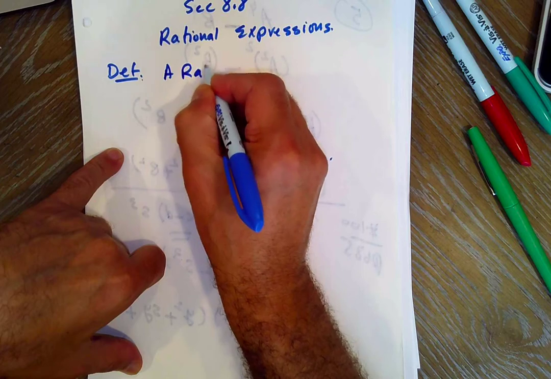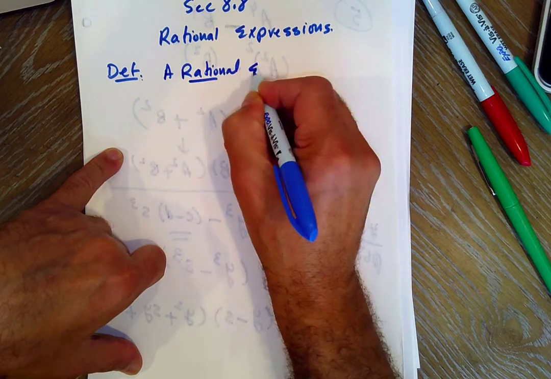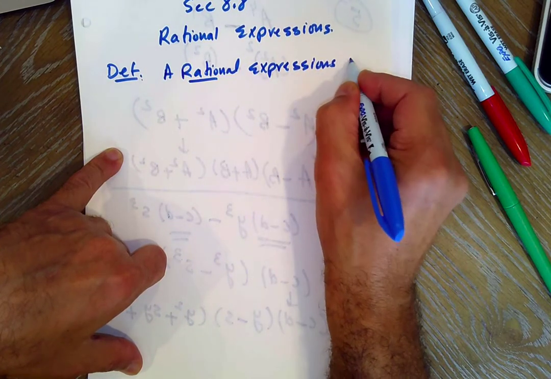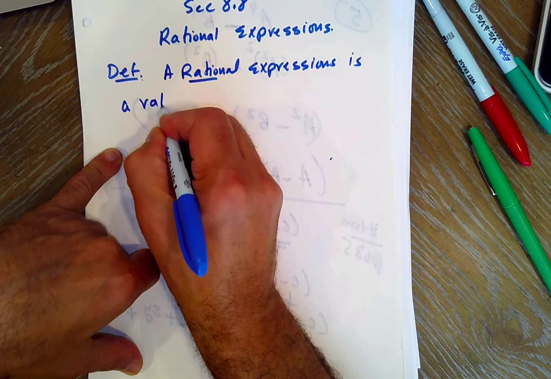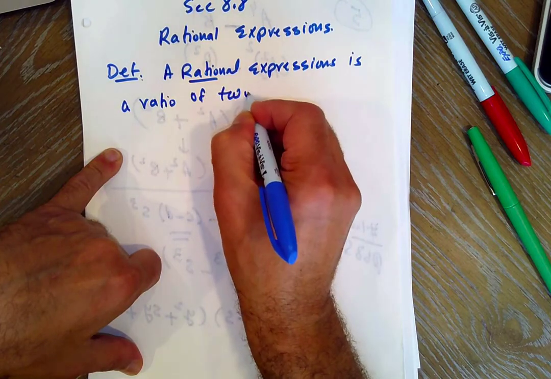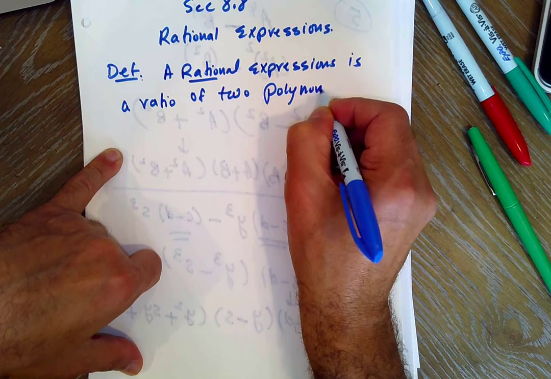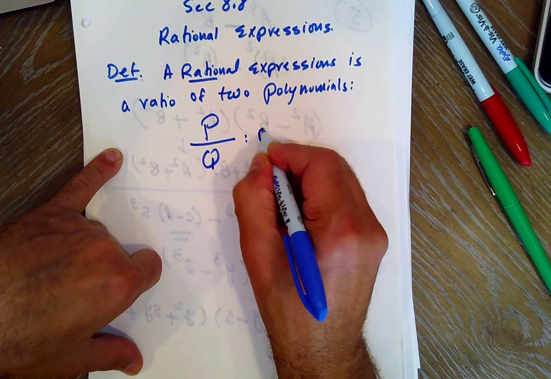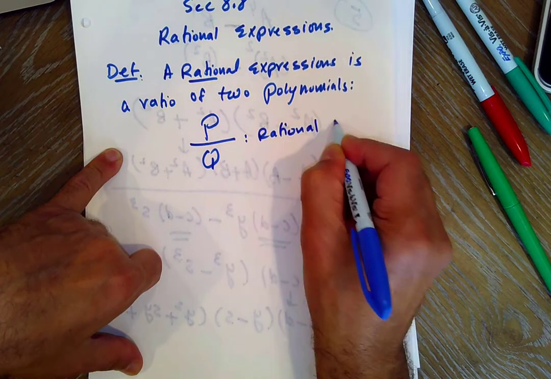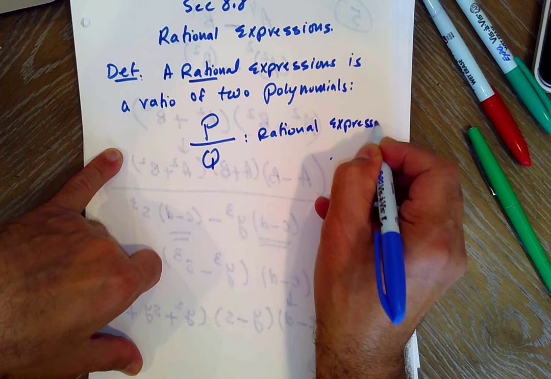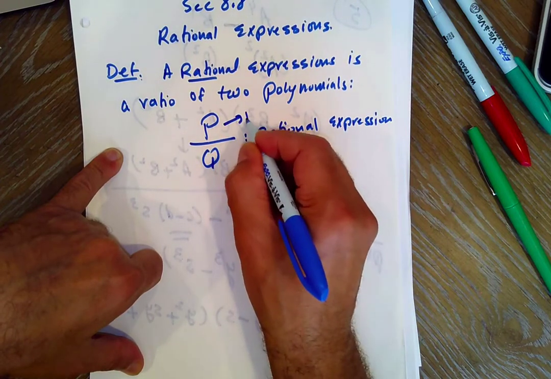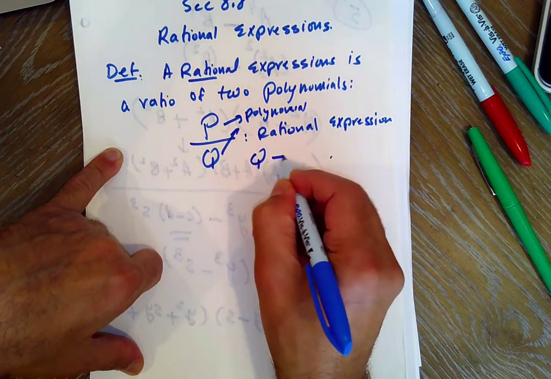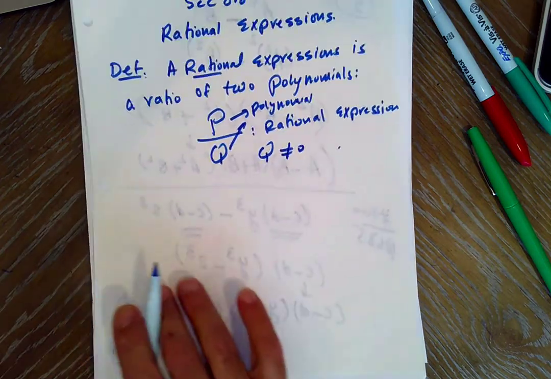A rational expression, from the word ratio of expressions, is a ratio of two, not just any expressions, they have to be polynomials. Okay, so if you take a polynomial divided by another polynomial, we get a rational expression, p over q, as long as p is a polynomial and q is a polynomial and q is not 0. The denominator cannot be 0.